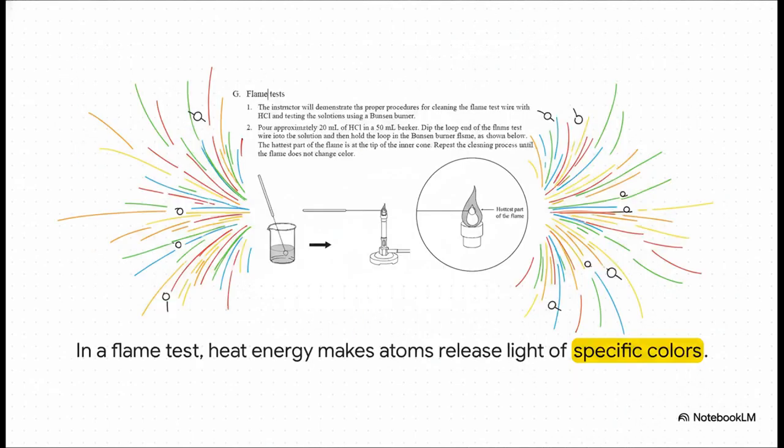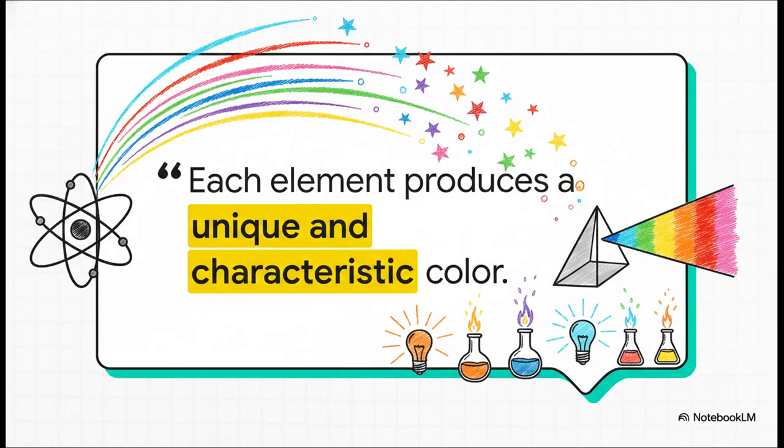And this isn't just theory. We can see this happen right in front of us in something called a flame test. When we put a chemical into a flame, the heat gives the electrons the energy they need to make that jump. And as they fall back down, they release that energy as these beautiful, specific colors. And that is the key takeaway here. Each element produces a unique and characteristic color. That color is a direct, visible sign of its unique electron structure. It's the atom's personality literally shining through for us to see.